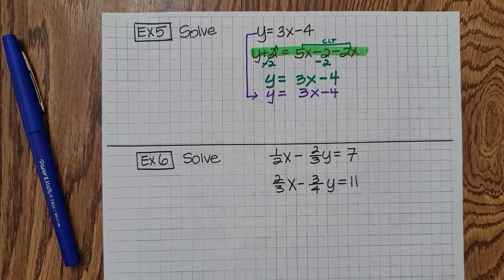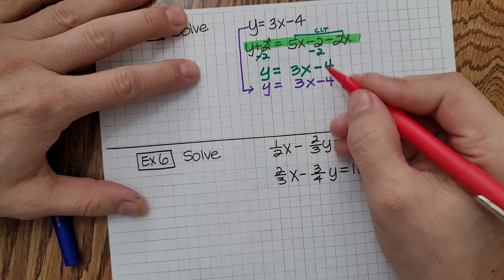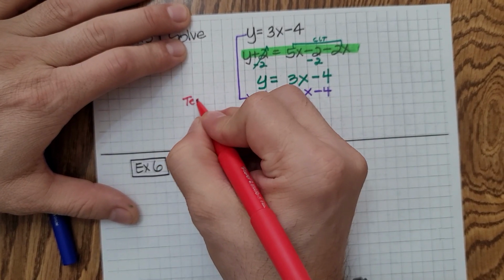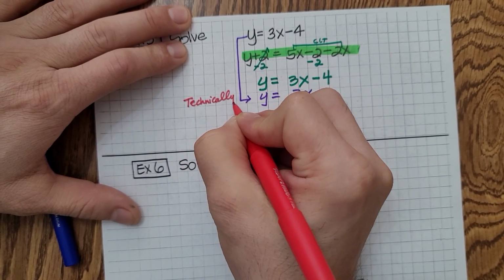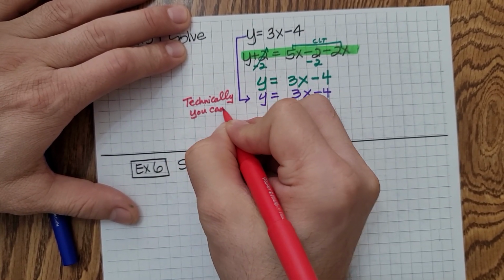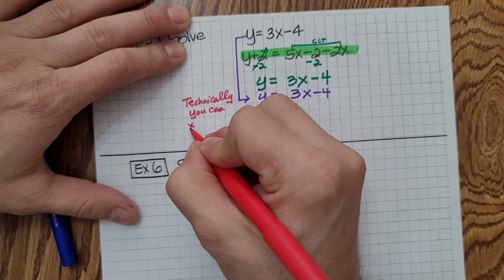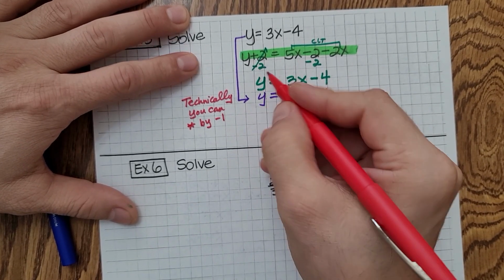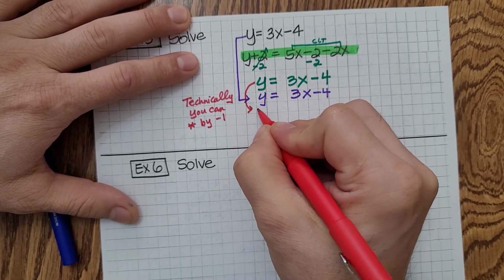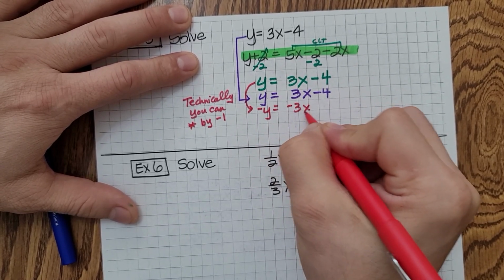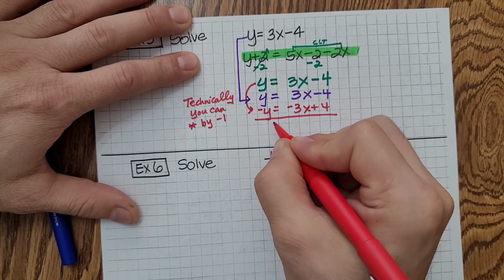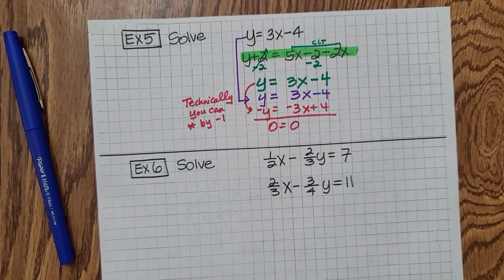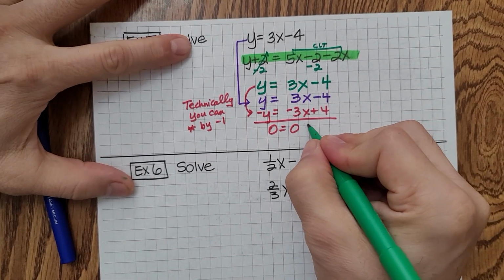Technically, you can multiply one of these by negative 1. Let's take this green one and multiply it by negative 1. That's going to become negative y equals negative 3x plus 4. And then when you add them together, you get 0 equals 0, or 0 equals 0. Let's get away from the red because it's not wrong. Let's go towards some Poway green and say this is true.